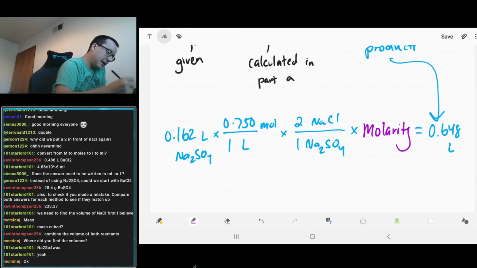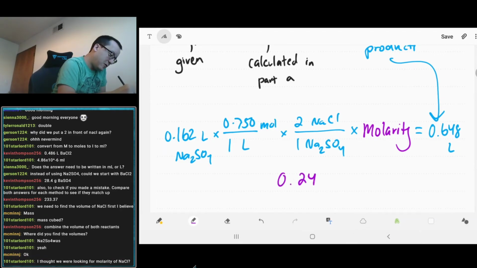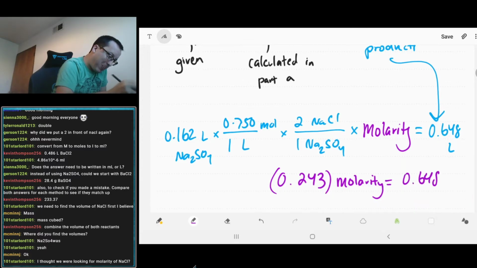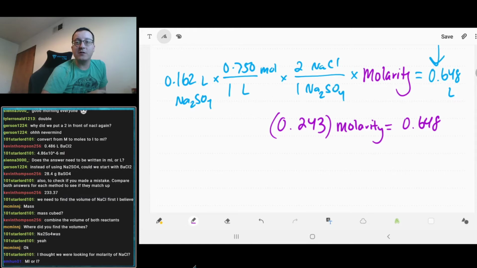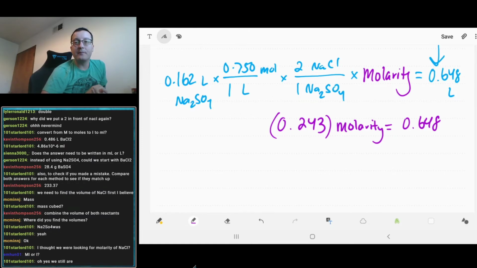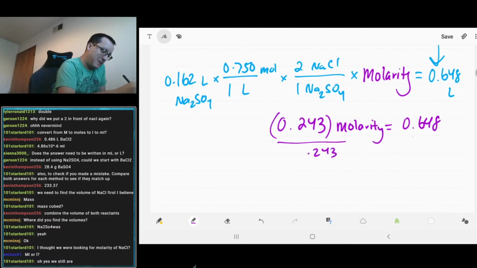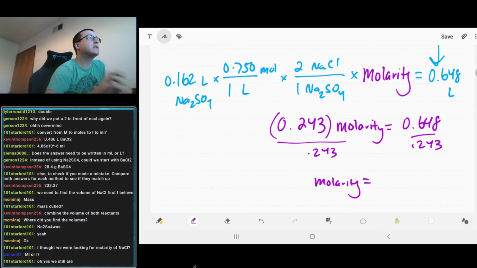So this is telling us 0.243 times the molarity. Just combining those fractions. We are looking for the molarity. Yep. So divide each side by 0.243. And the molarity is 0.648 divided by 2.3. Seems a bit high.